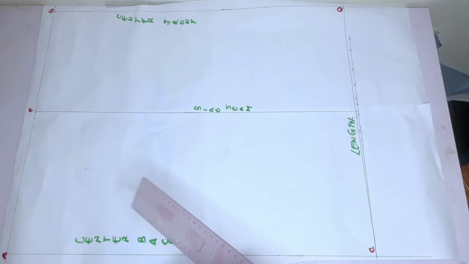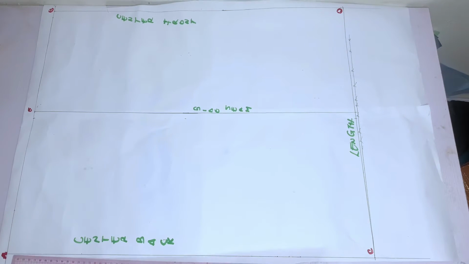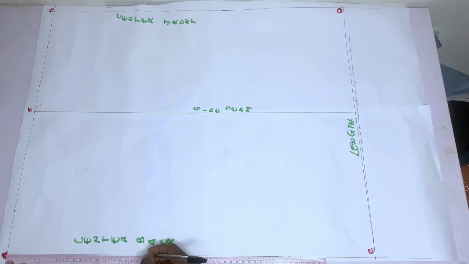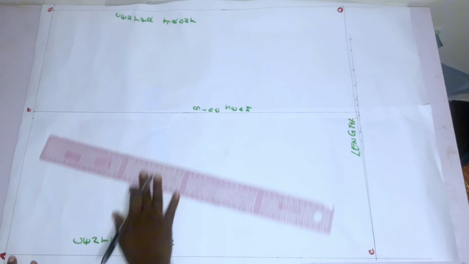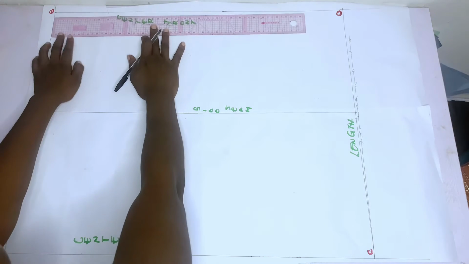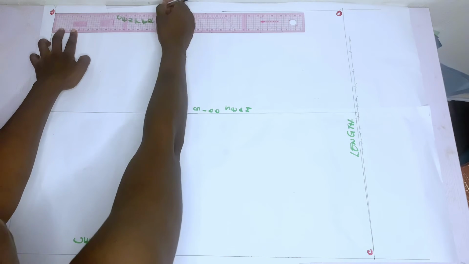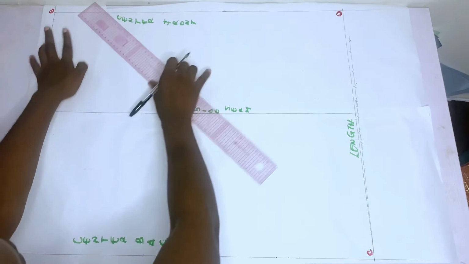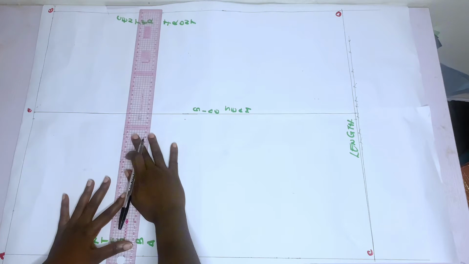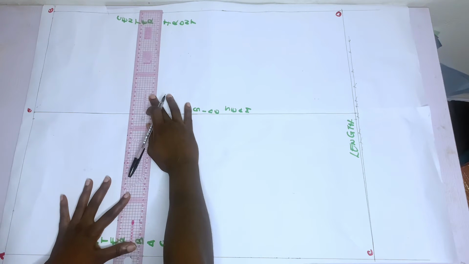Next, I'm going to mark my hip line. So my hip level is 22 cm from my natural waist. So from A, I'll mark down 22 cm for my hip line, that's point F, and then at B, I'll also mark down 22 cm, that's point G. So I'll connect F and G to get my hip level line.